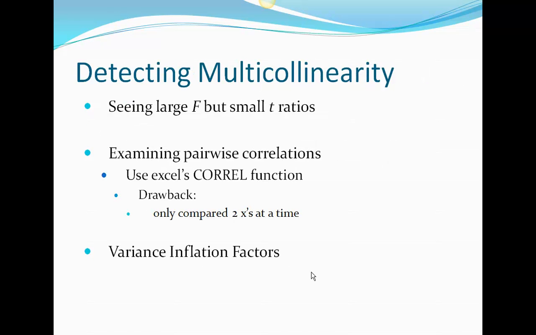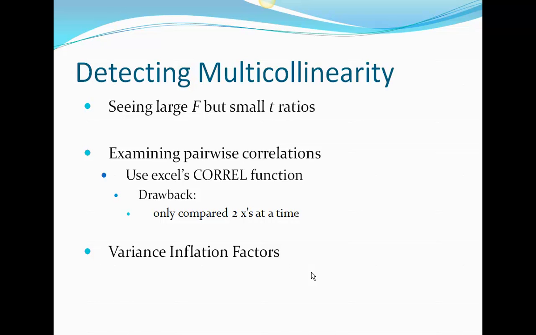So how could we detect multicollinearity? If you see a large F but you have really small t ratios, so you know that at least one of your independent variables has a statistically significant impact on your dependent variable, but all of your p-values on your t statistics are coming up as insignificant, you're going, what's going on here? It's got to be that there's a multicollinearity impact in there.